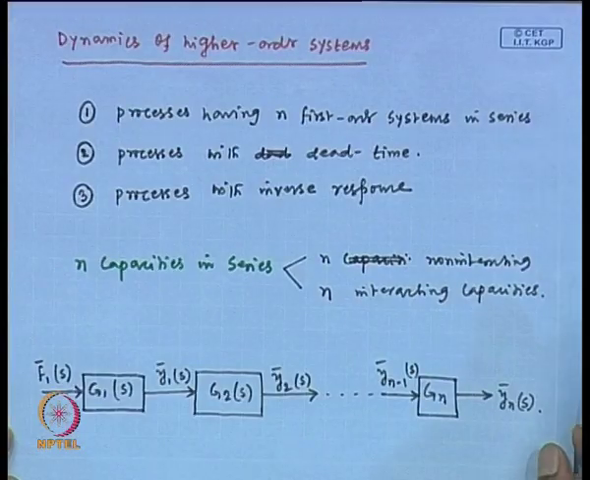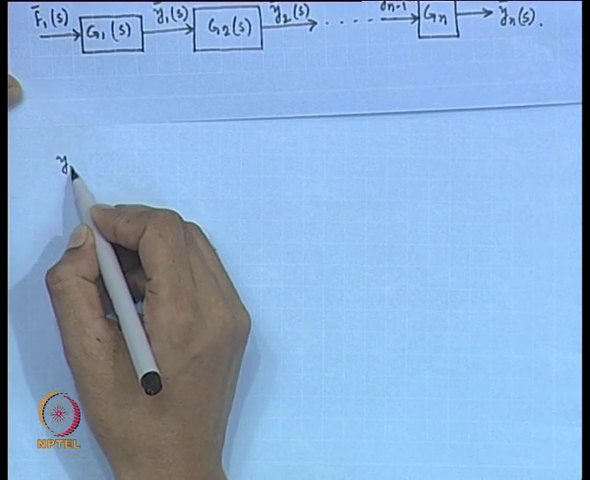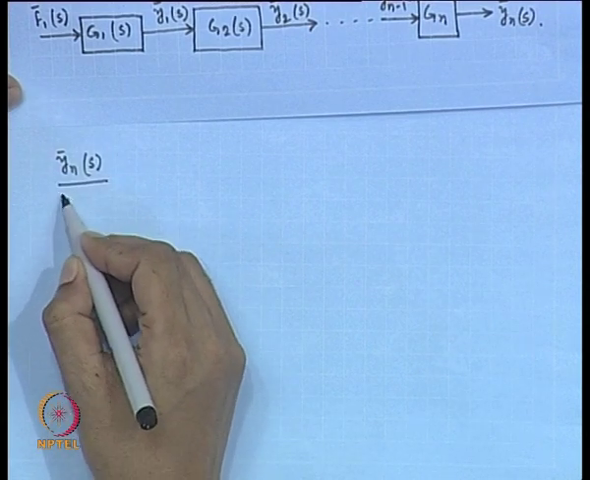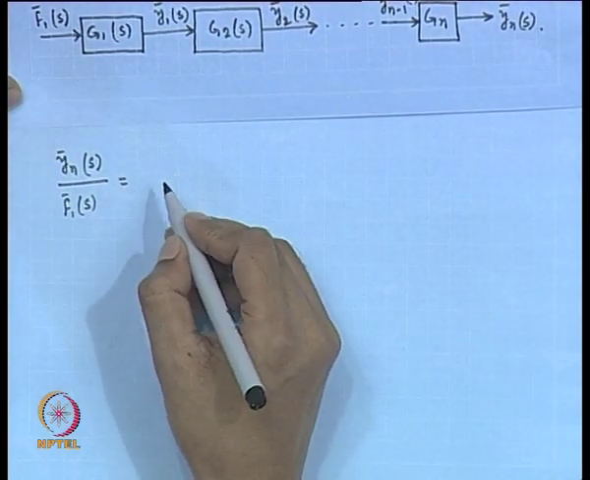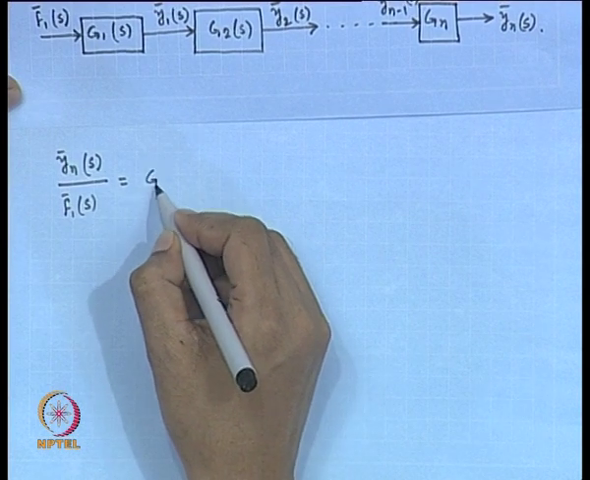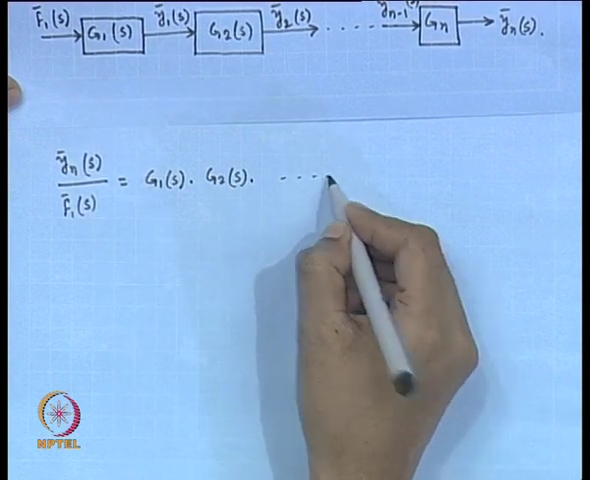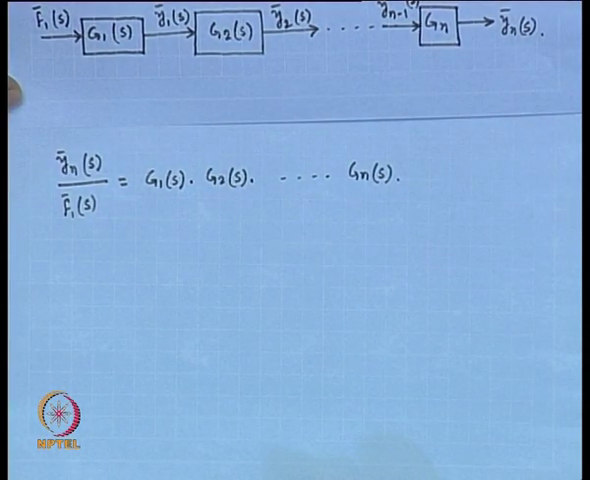So, what will be the overall transfer function? Overall transfer function of this n non-interacting capacities is represented by Yn bar(s) divided by F1 bar(s), which is equal to G1(s) multiplied by G2(s), like this, Gn(s). Multiplication of transfer functions from G1 to Gn.